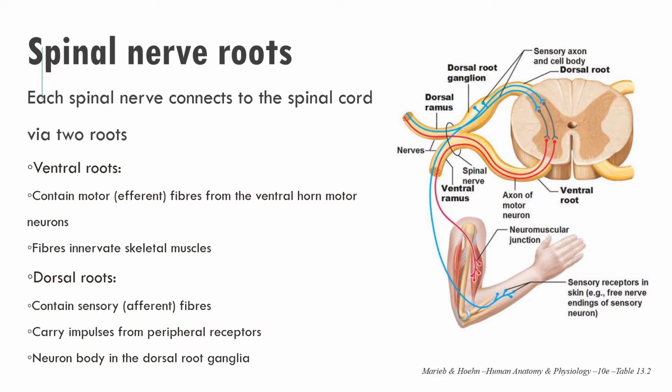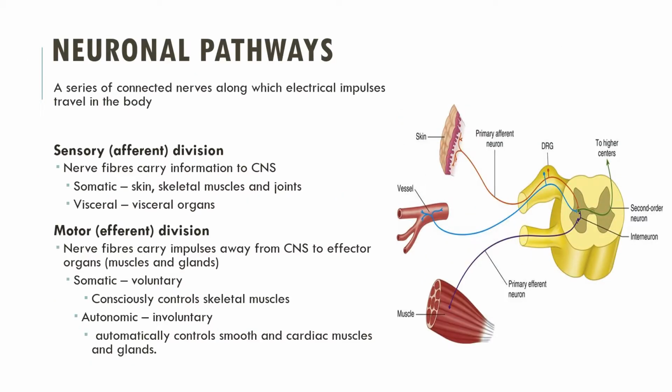The neuron bodies are in these dorsal root ganglia, as said earlier. So in this diagram, we have the sensory receptors in the blue going up into the spinal cord, and the red motor neurons returning to the neuromuscular junction in the muscles. These neuronal pathways are a series of connected nerves along which the electrical impulses travel in the body.